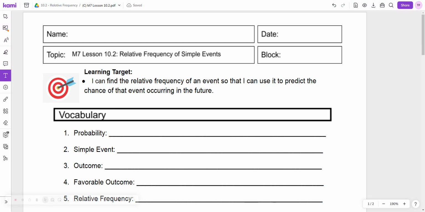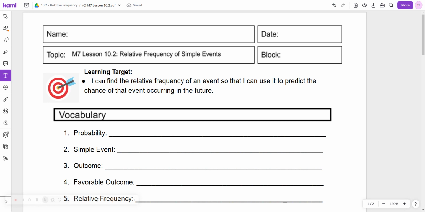Right, hi guys. So we're going to piggyback a little bit off of what we learned yesterday when we were trying to find the likelihood of an event. One of the things that we did was we first found the probability of that event, and then we compared it to the likelihood scale to determine the likelihood of the event. So we're going to use the idea of finding that probability to help us determine the relative frequency of simple events.